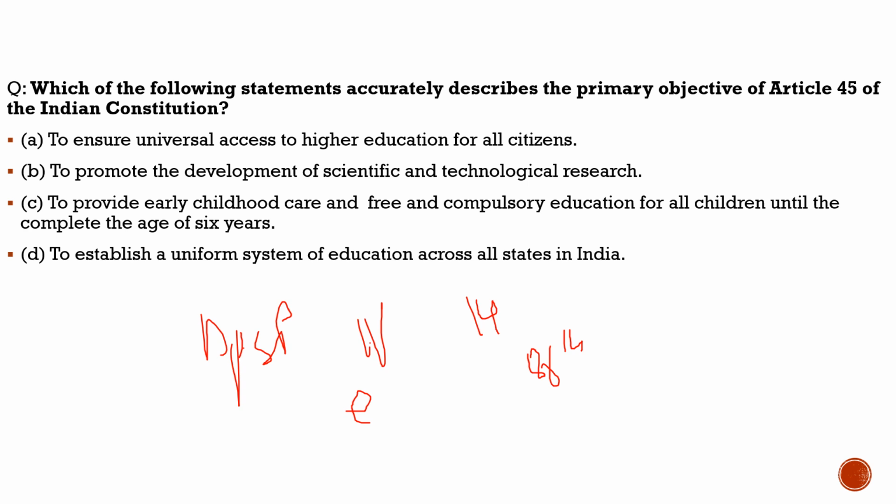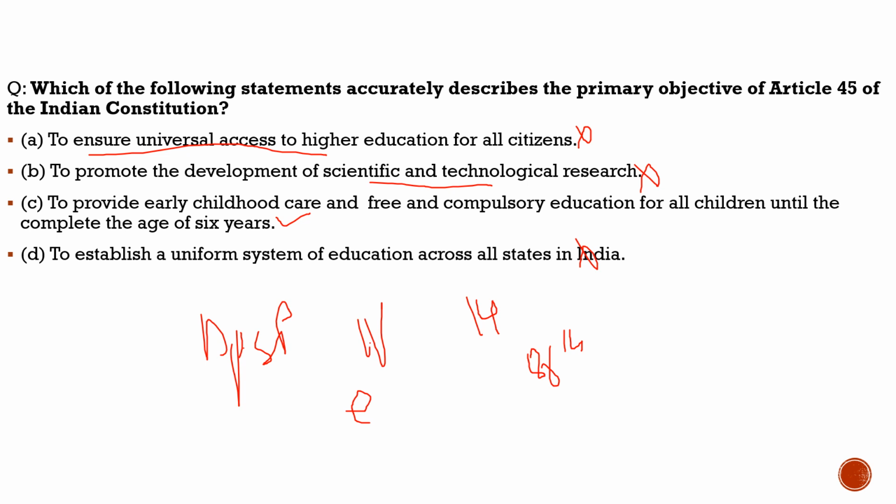First statement: to ensure universal access to higher education for all citizens. This is totally incorrect. Second, to promote the development of scientific and technological research. Totally incorrect. Even though they may seem very near, they are totally incorrect. Third, to provide early childhood care and free and compulsory education for all children until they complete the age of 6 years. 100% correct. It was brought in with the 86th Constitutional Amendment Act in 2002. Fourth, to establish a uniform system of education across all states in India. Totally incorrect. So the correct statement for this question is option C.